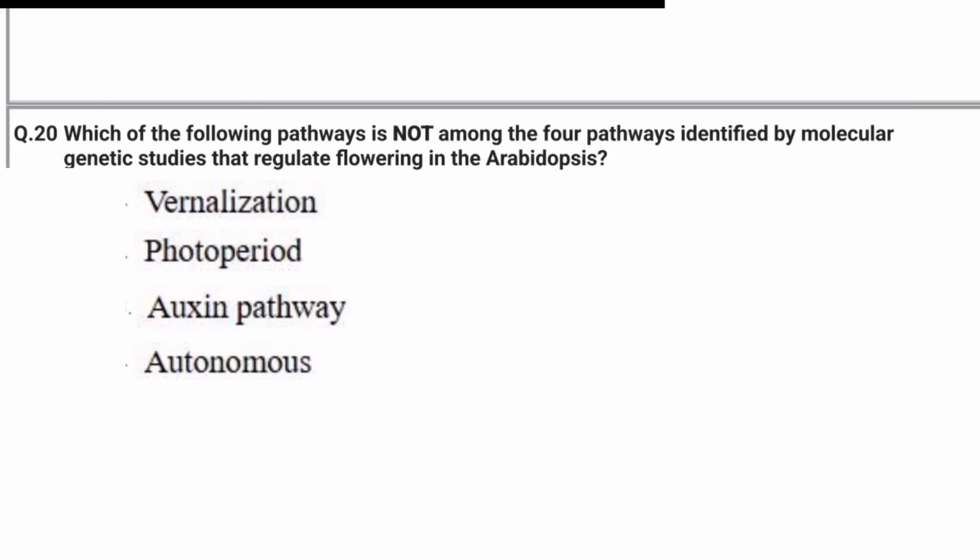So let's see the next question. Which of the following pathways is not among the four pathways identified by molecular genetic studies that regulate flowering in Arabidopsis? Options are: vernalization, photoperiod, auxin pathway, autonomous. For this, the correct answer is the auxin pathway.